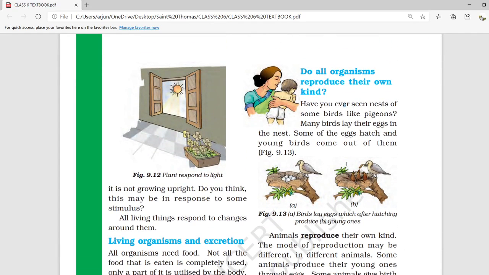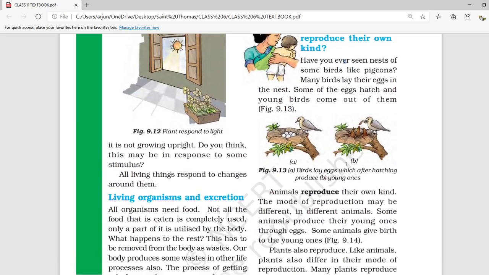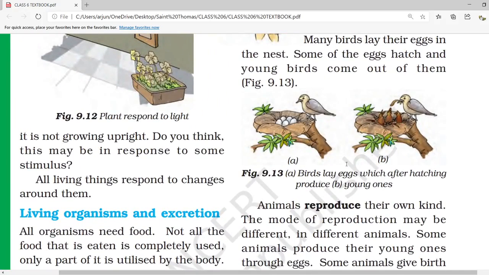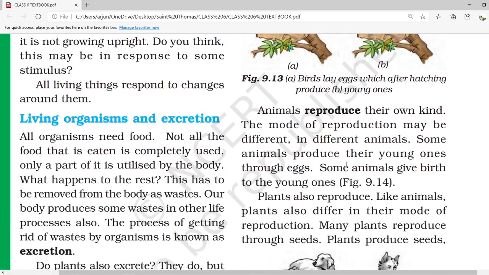The next topic is: do all organisms reproduce their own kind? Have you ever seen the nest of some birds like pigeons? Many birds lay their eggs in the nest. Some of the eggs hatch and the young ones come out of them. We all have seen this, as shown in figures A and B. In figure A, it is shown that birds lay eggs which after hatching produce young ones. And in picture B, we can see the young ones after their birth.